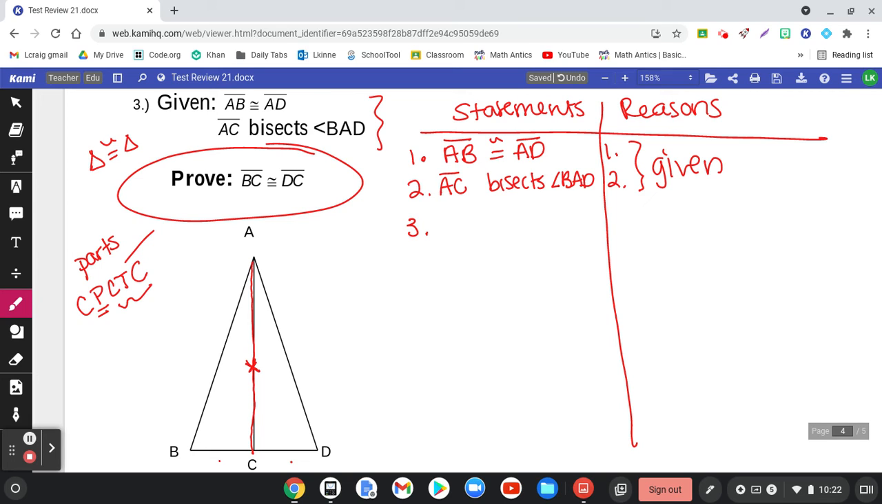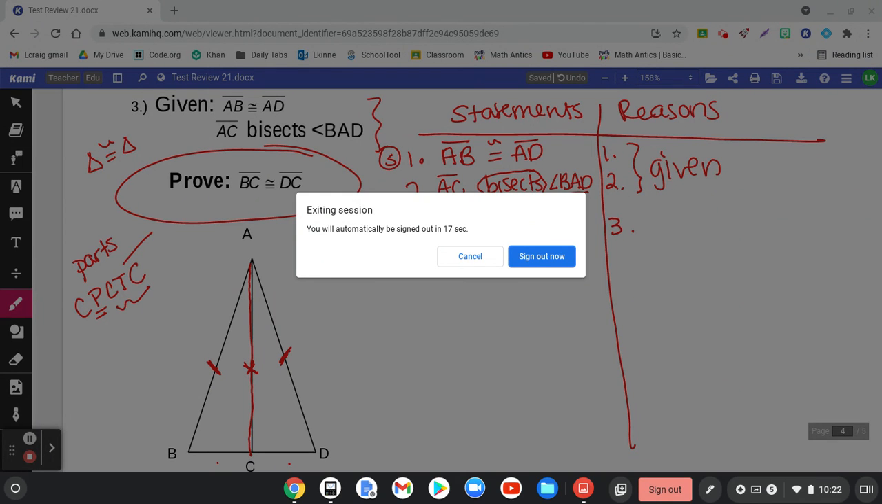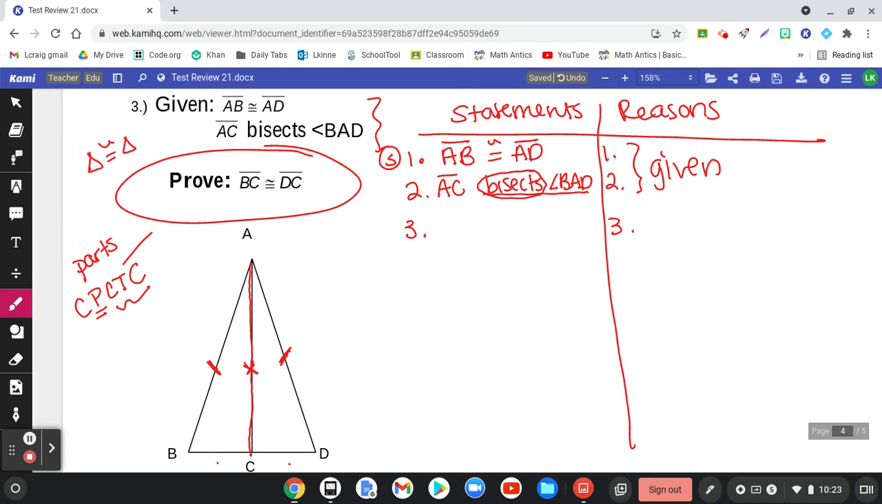All right, so AB is congruent to AD. Nice. So we have a side. And we'll have a couple options. We'll deal with that in a minute. The other thing, AC bisects angle BAD. So first of all, bisects is a statement. It's a given. So I am going to use definition of bisect as my reason.